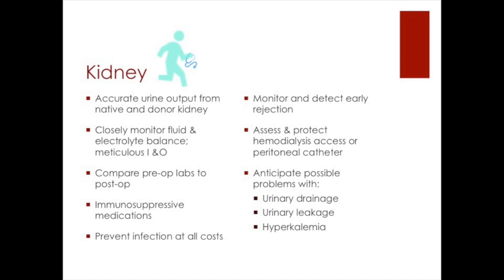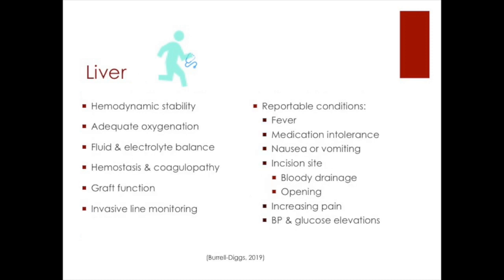You need to prevent infection at all costs. This is important. What is the number one defense against the spread of infection? Right, hand washing, hand sanitizing. For these patients, you also need to monitor and detect early rejection. You need to assess and protect the hemodialysis access or the peritoneal catheter and anticipate possible problems with urinary drainage, leakage, and hyperkalemia.